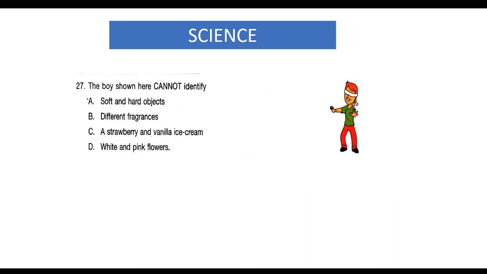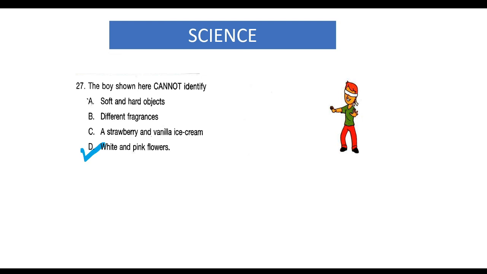Question 27. The boy shown here cannot identify soft and hard objects, different fragrances, a strawberry and vanilla ice cream, or white or pink flowers. See the boy carefully, children. He has put a band on his eyes, so that means he cannot see. So the right answer is option D. He cannot identify a white and a pink flower because his eyes are closed.